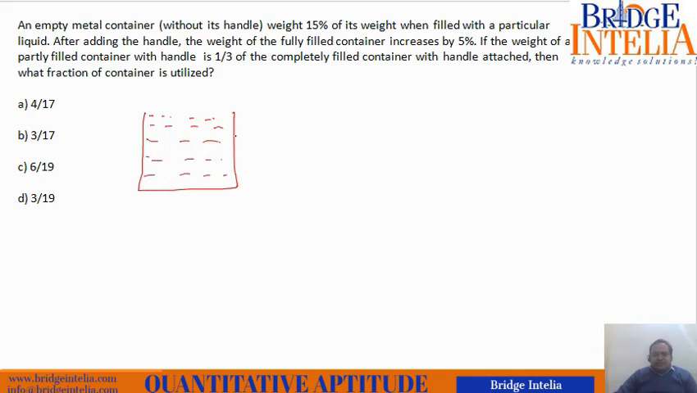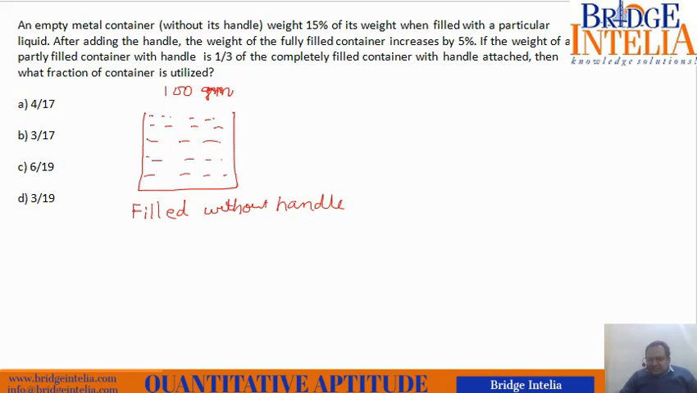So let's suppose in this condition, the container is filled but the handle is not there, filled without handle. So what do we know about this? The weight of an empty metal container without its handles is 50% of its weight when filled with a particular liquid. Let's suppose in this condition the weight is 100 grams, or 100 kgs, whatever. Container 100 grams is the weight.